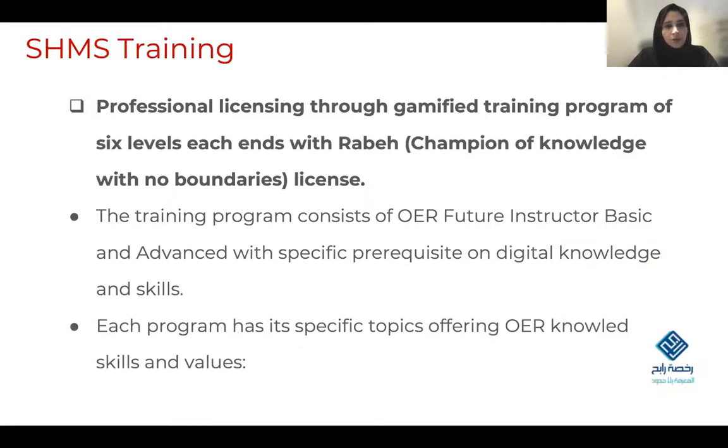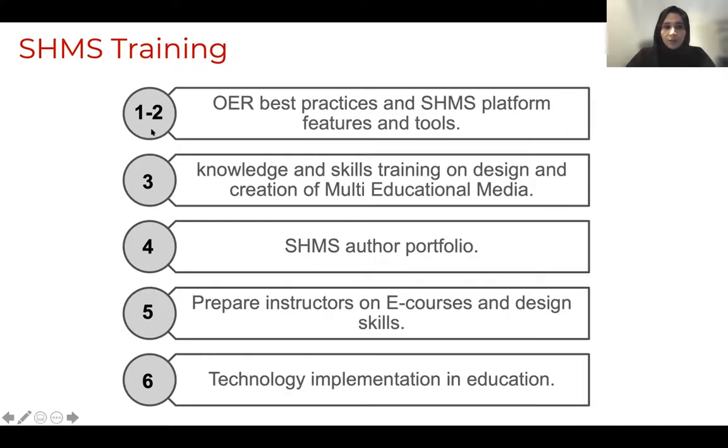And also the SHMS cloud provided technical support to the team. Also, there's the SHMS training, which is a professional licensing through a gamified training program of six levels. And each level ends with Rabih, or in English, champion of knowledge with no boundaries license. That includes the training programs, consists of OER future instructor basic and advanced, with specific prerequisites on digital knowledge and skills. And I'm gonna talk a little bit about each program that has its specific topic offering OER knowledge, skills and values.